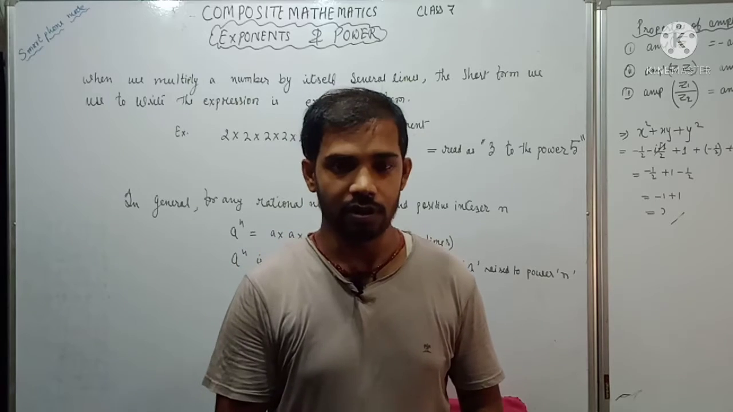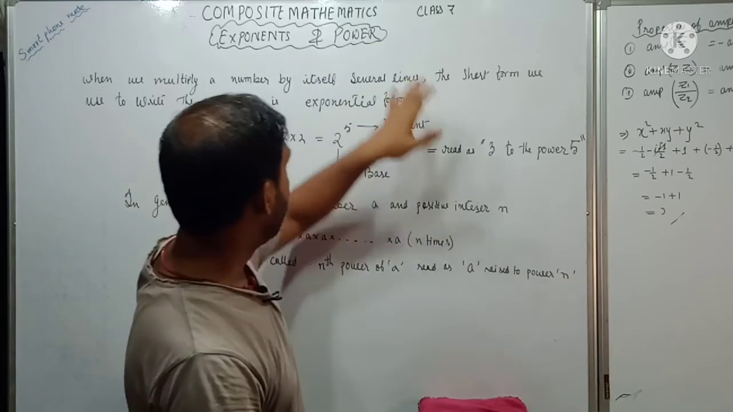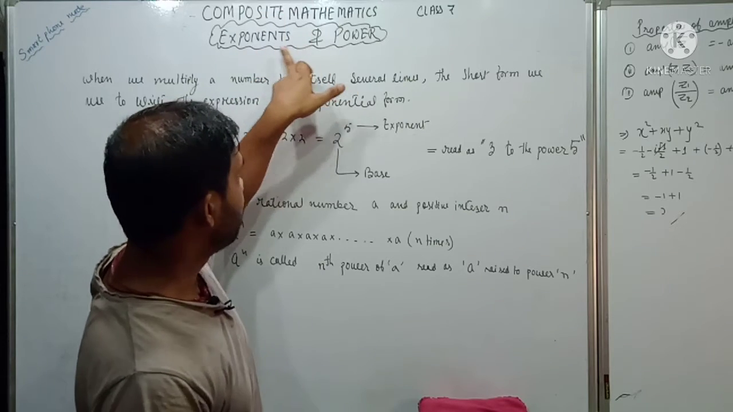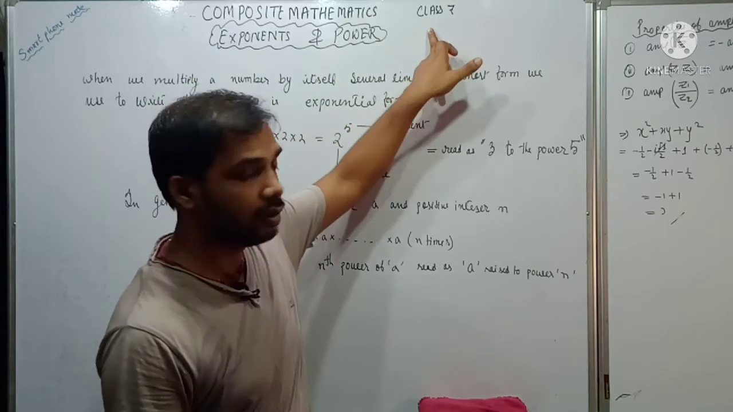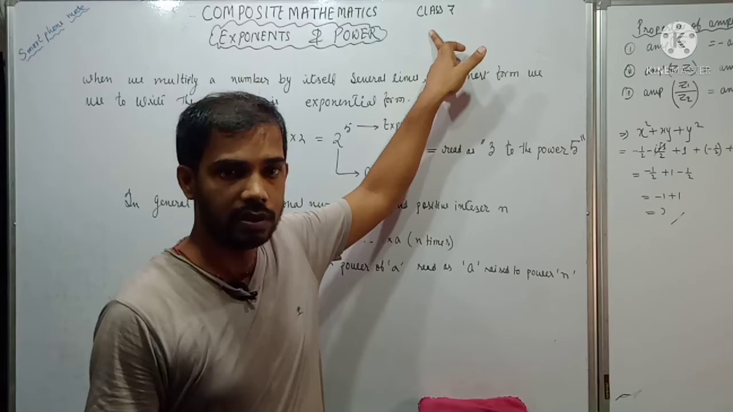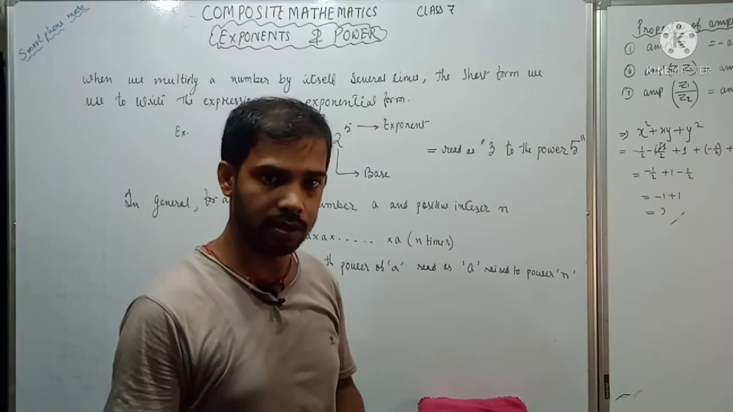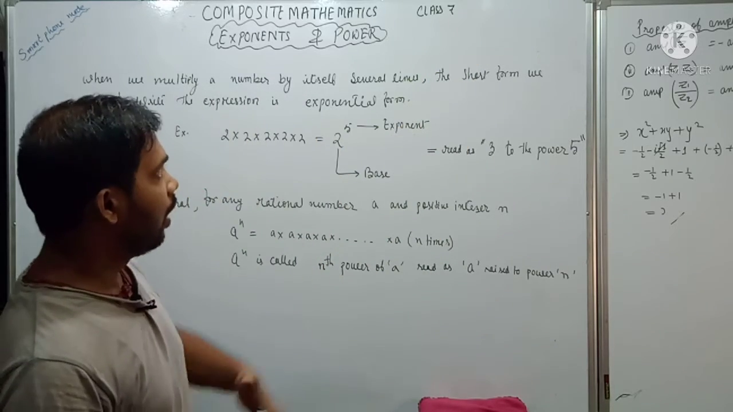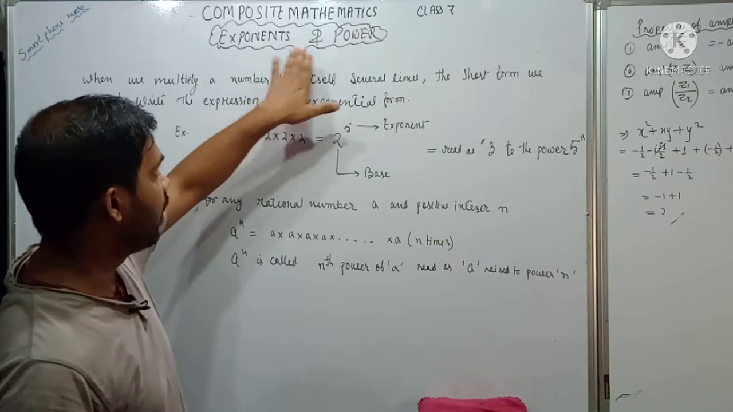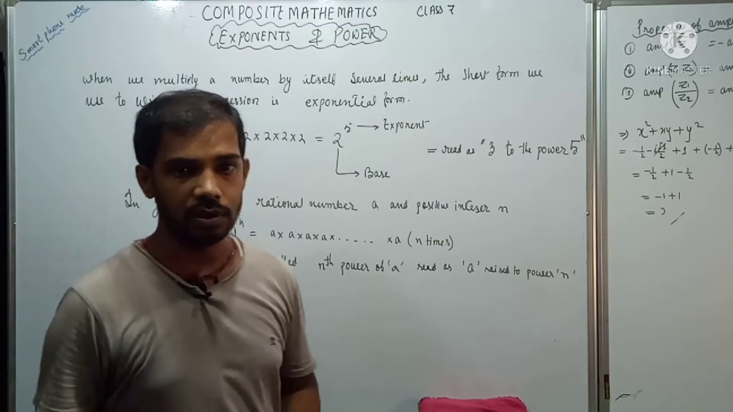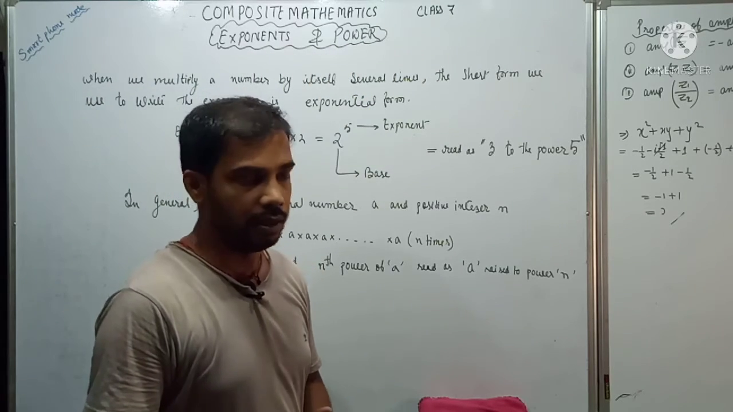Today we are going to start our new lesson of composite mathematics. The lesson name is exponents and power. It is a lesson of class 7. So we will discuss, and it is also useful for class 8, those who want to get the idea of exponents and power. So what is exponents and power we will discuss.